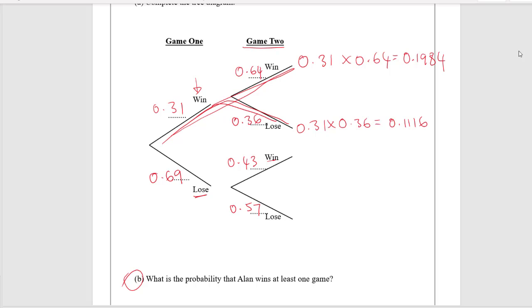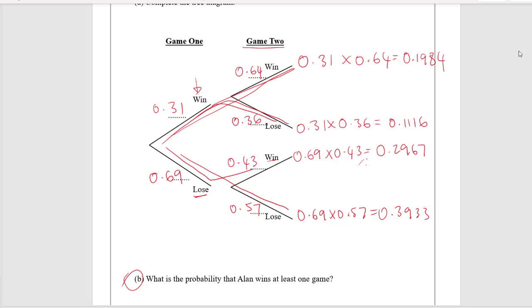Then we have 0.69, so we're going to do this bit here now. 0.69 times 0.43 gives us an answer of 0.2967. And then 0.69 times 0.57, so it's this way now. So 0.69 times 0.57 gives an answer of 0.3933.